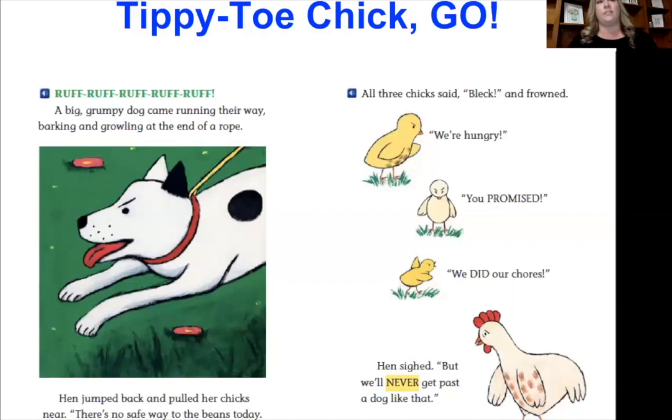Hen sighed, but we'll never get past a dog like that.